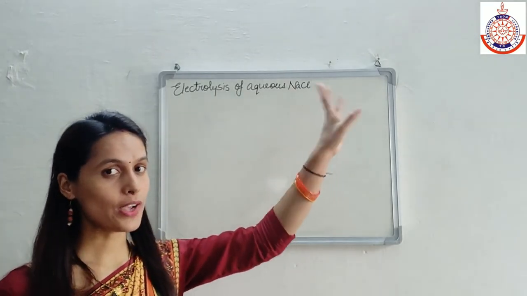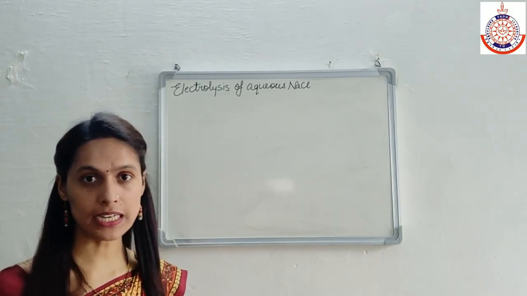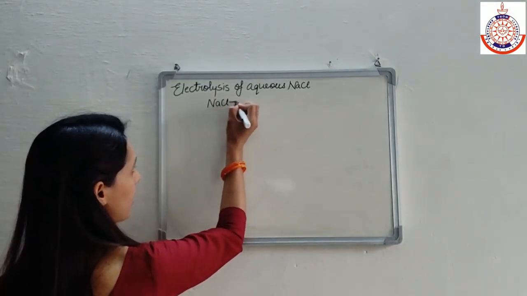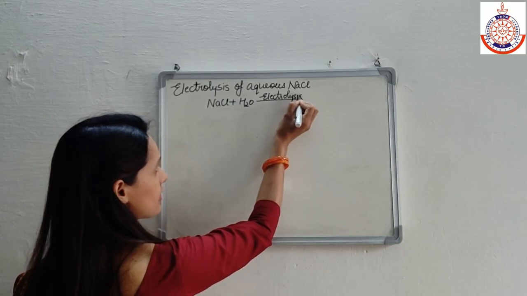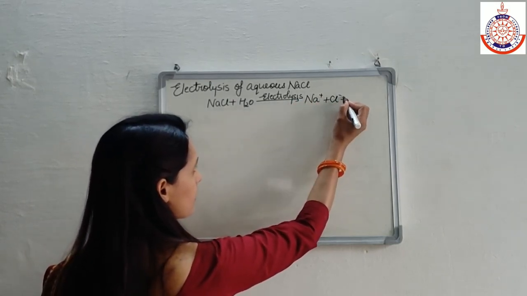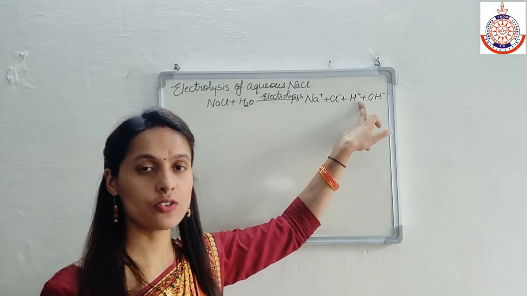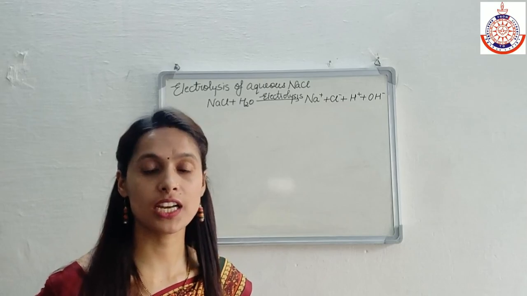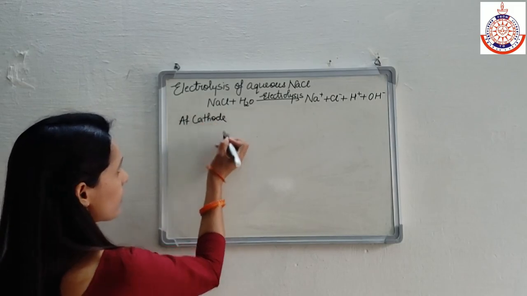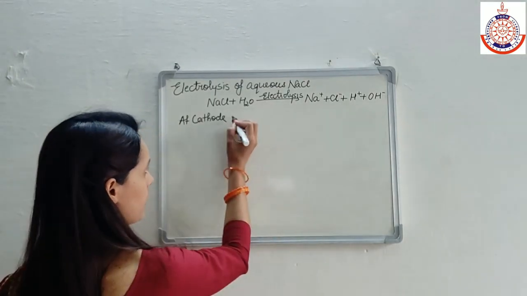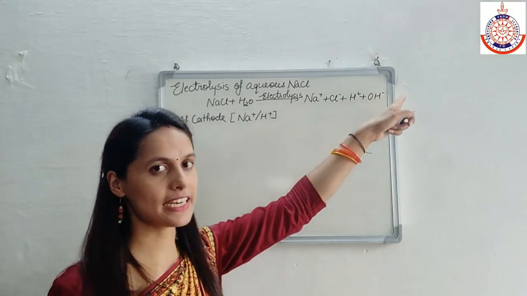Suppose we are doing the electrolysis of aqueous NaCl. Aqueous NaCl means we have NaCl and water in that particular electrolytic tank. NaCl and water upon electrolysis give Na positive, Cl negative, H positive and OH negative. Out of these four ions, Na positive and H positive move towards cathode, whereas Cl negative and OH negative will move towards anode. So at cathode, we have Na positive and H positive, and similarly at anode, we have Cl negative and OH negative.